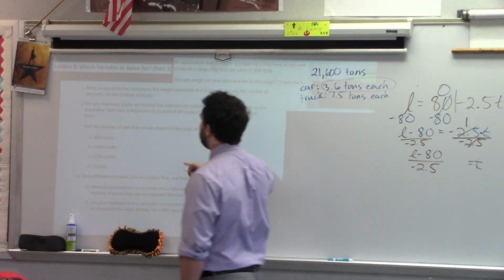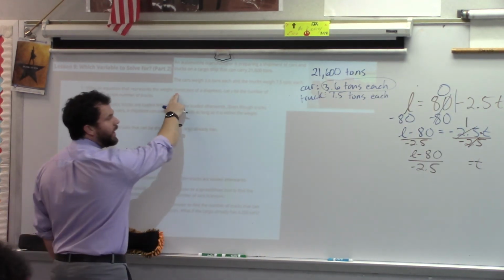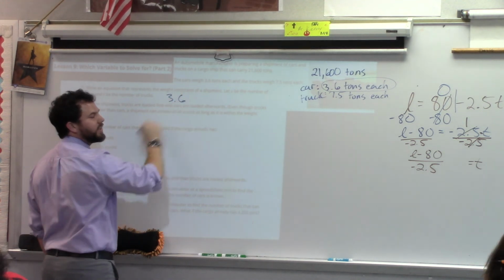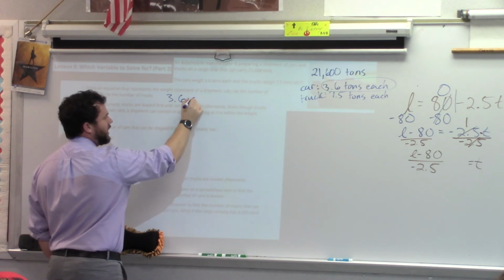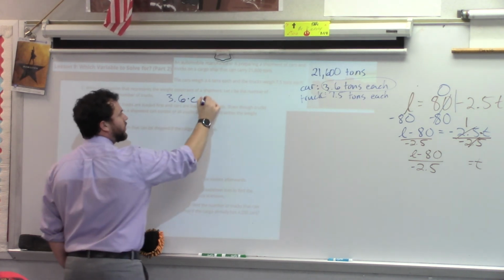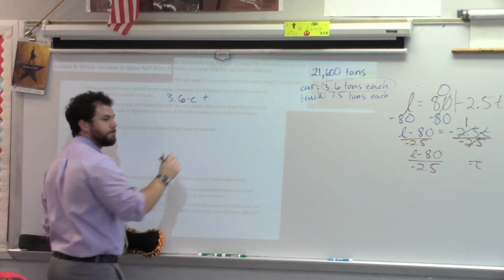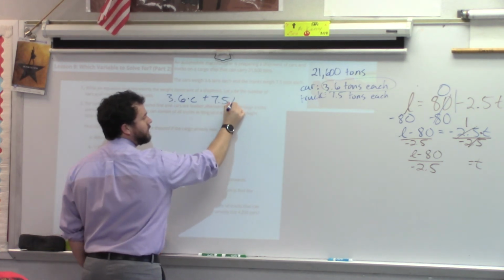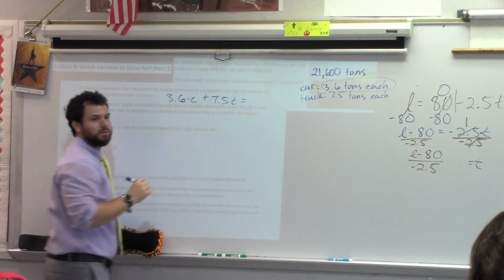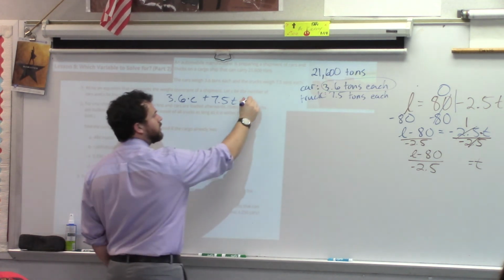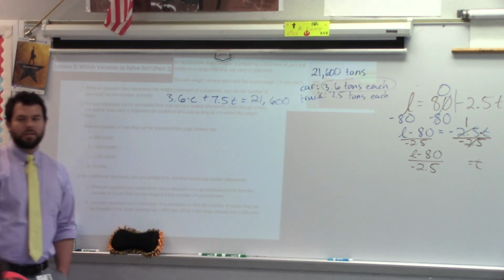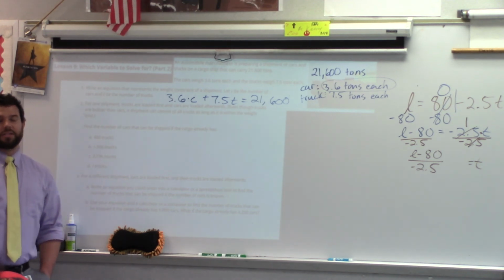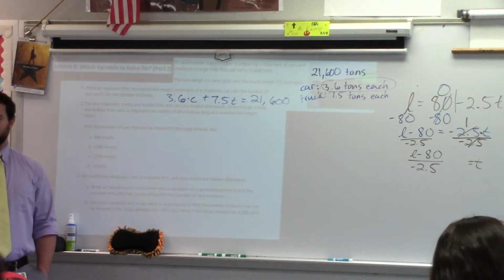No. Which is why when we wrote an equation, we said 3.6C plus 7.5T is equal to 21,600. Okay? We all good. Do we see the repeated addition happening in that equation? And where it's coming from in the problem?